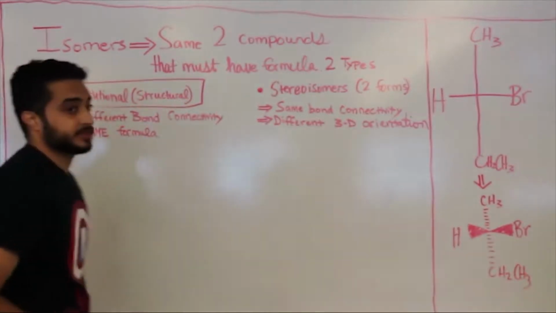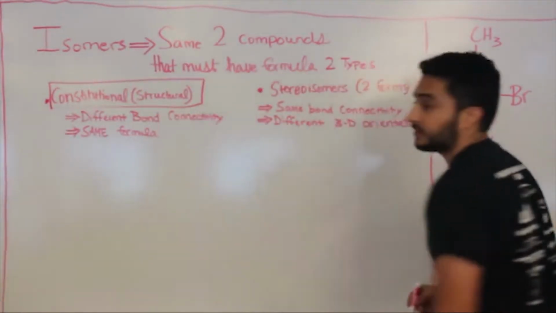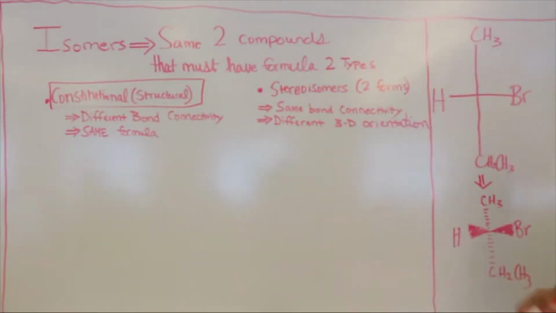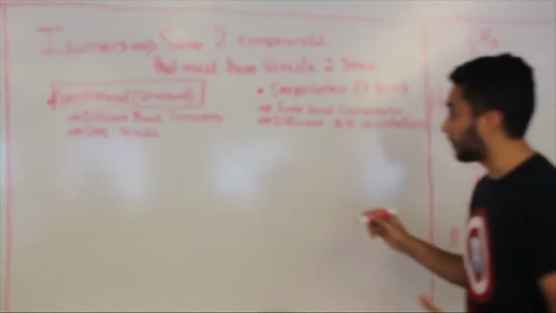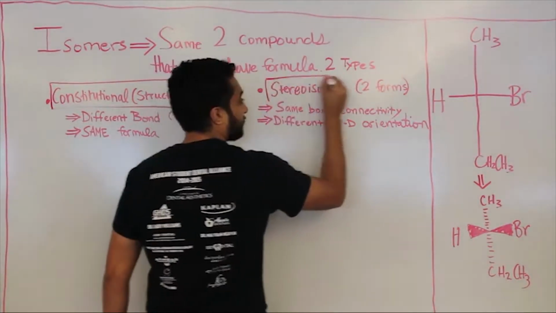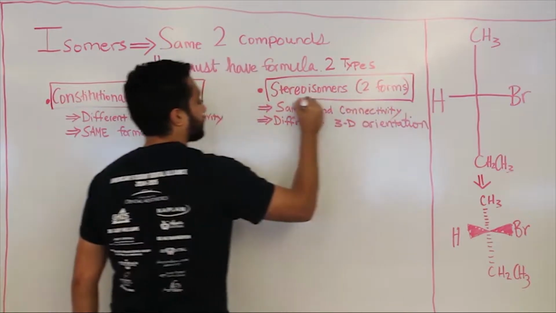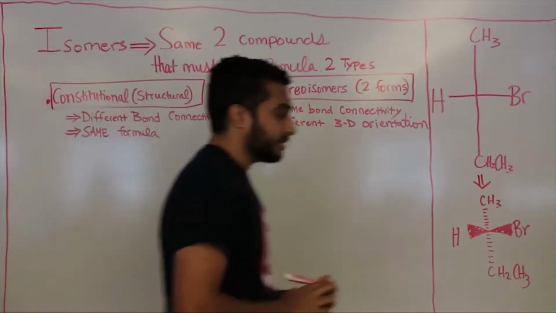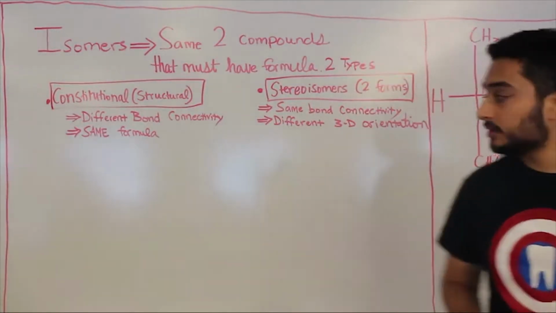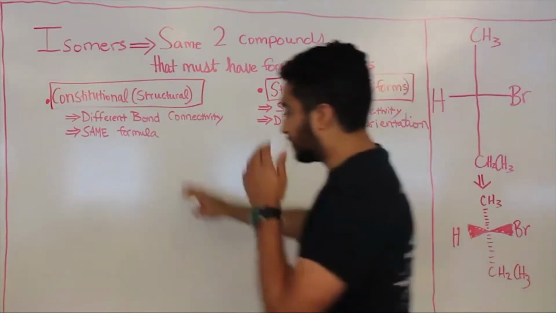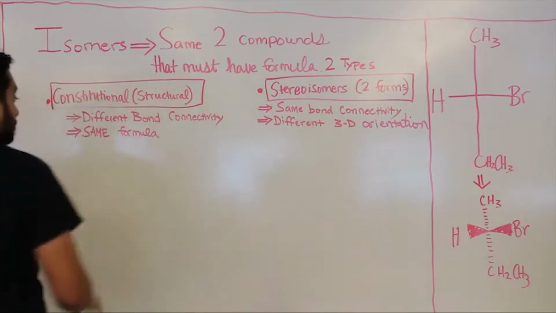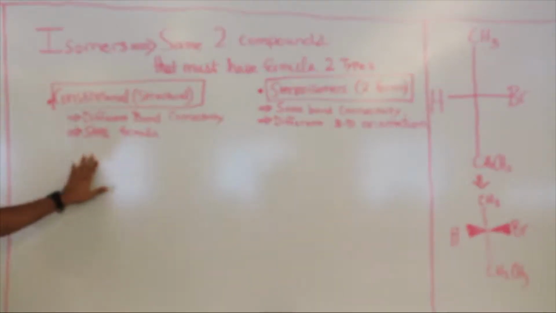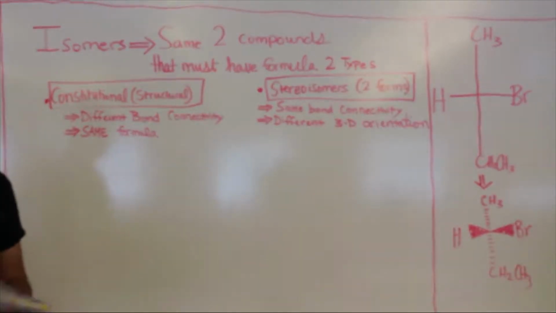The first is constitutional. We talked about this, I think, the third session, but now this is really more important than before. And the second one is referred to as stereoisomers, okay? Basically, the difference between the two is that one is going to have different bond connectivity, but the same formula, okay? And I can give you an example of that.